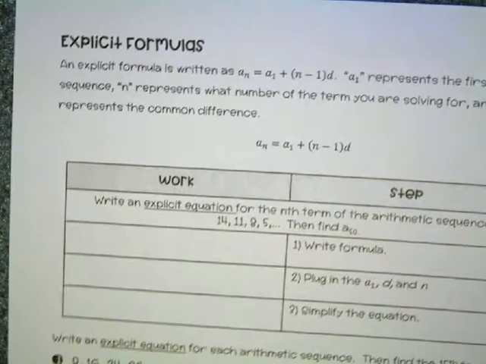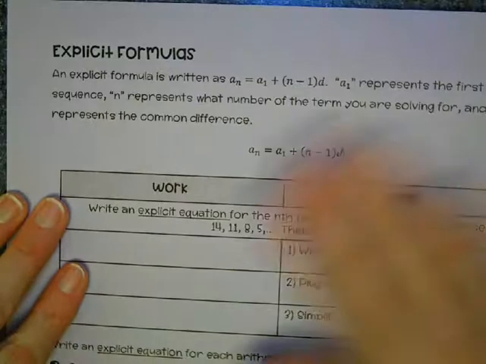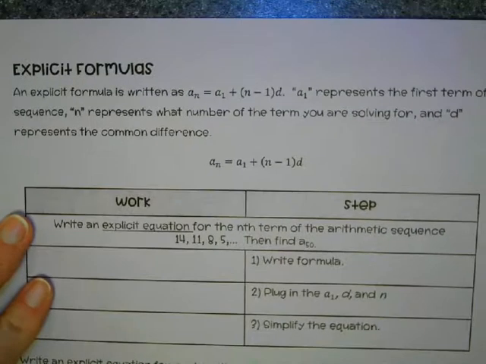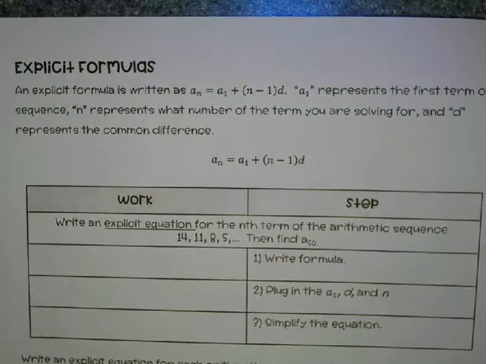Let's look at the next kind. The next one is called explicit formula. Last chapter we learned about linear. Linear is when something's being added that has a constant rate, a constant change. Well, arithmetic always has a constant change.